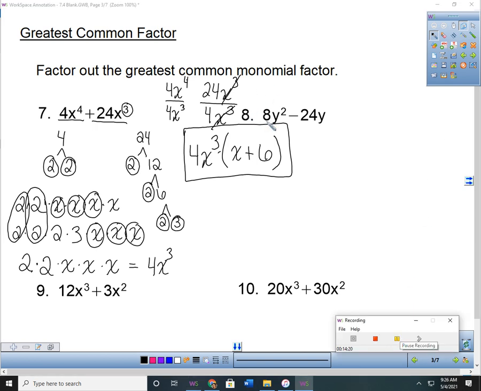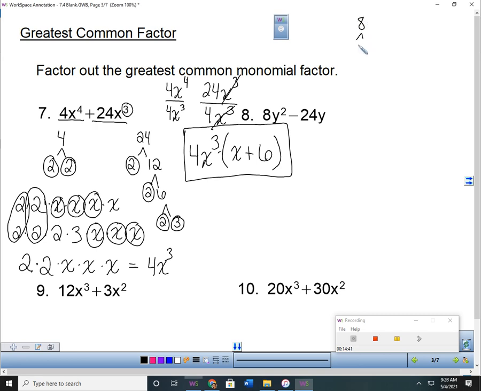So let's take a look at number 8. I'm going to go ahead and do a factor tree on this, even though I know that the greatest common factor between 8 and 24 is 8, right? 8 will go into 8, and 8 will also go into 24. But just so we have practice, I drew it up here, that way it's out of the way.